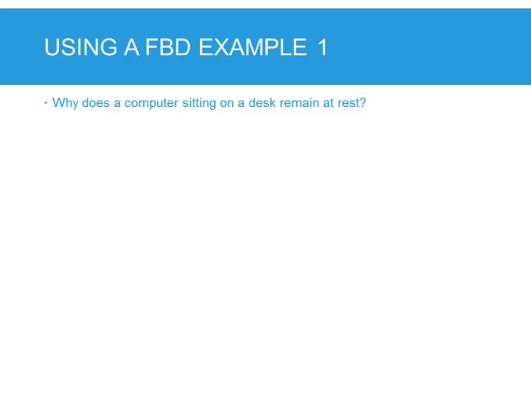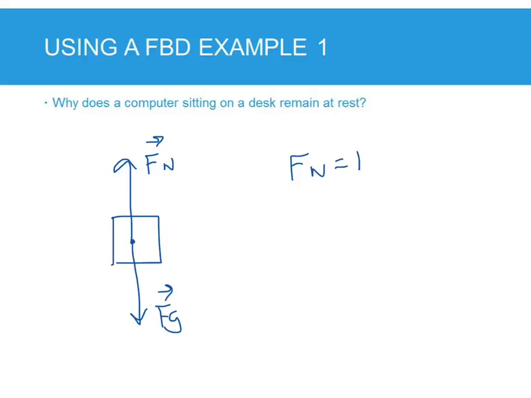So let's look at some free body examples. Let's use a free body diagram to explain why a computer sitting on a desk will remain at rest. If we draw our computer, it has a normal force and it has a force due to gravity. Those should be equal, so Fn equals Fg. And if that's the case, and there's no applied force or anything like that, then that computer is not going to move.